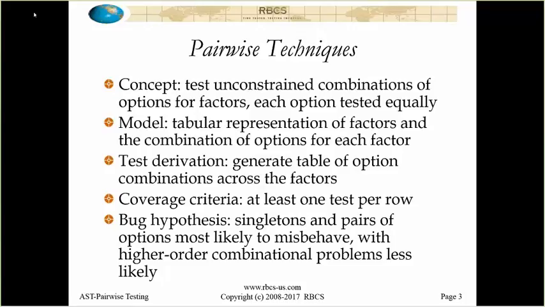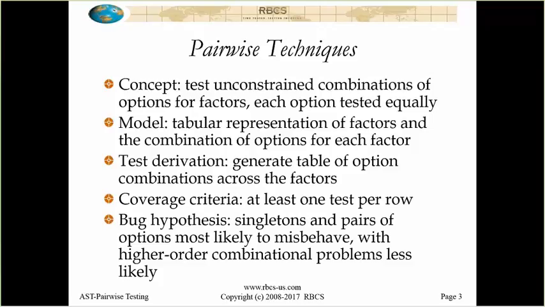Table is generated using either an orthogonal array, which you can download off of the internet, or using a tool. You are guaranteed to get all possible combinations of options across all possible pairs of factors. But notice that I said pairs of factors, not all combinations of factors. It's all combinations of options across all pairs of factors.